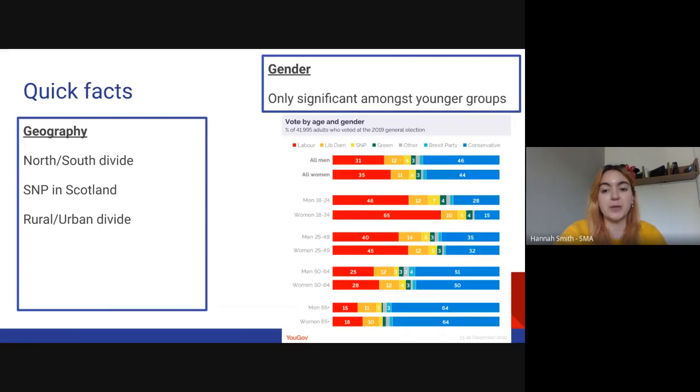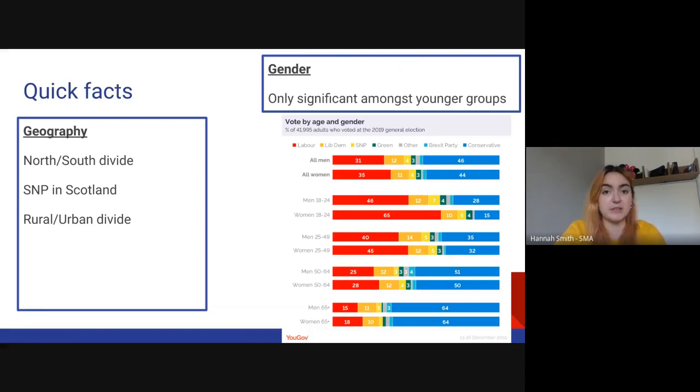Okay, some quick facts that might bring this in for you. If you're thinking about the impact of geography and where you stay, there is a massive north-south divide. Particularly if you look at Scottish elections or results, Scotland has a huge amount of SNP MPs, so the Scottish National Party, even though they're in Westminster and they can't argue for independence there, they have got a really huge following in Scotland.